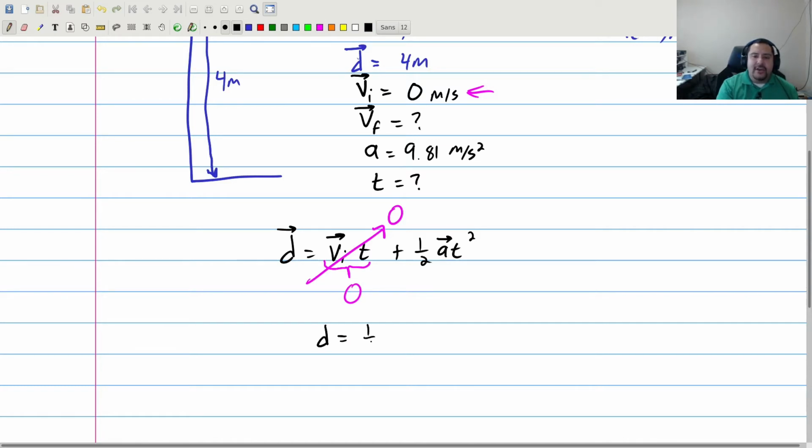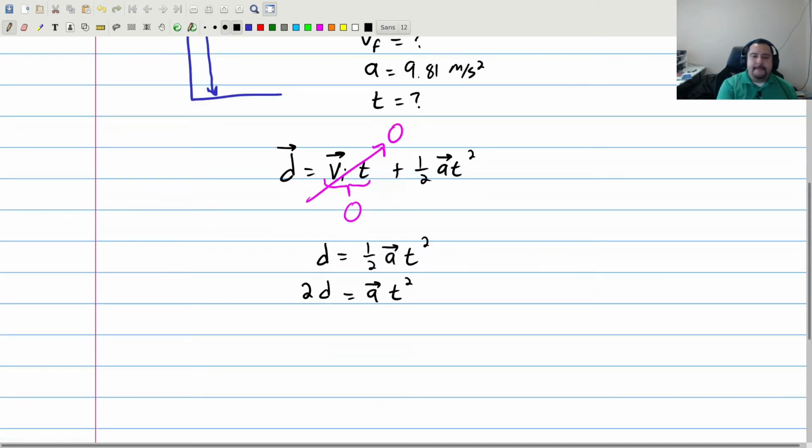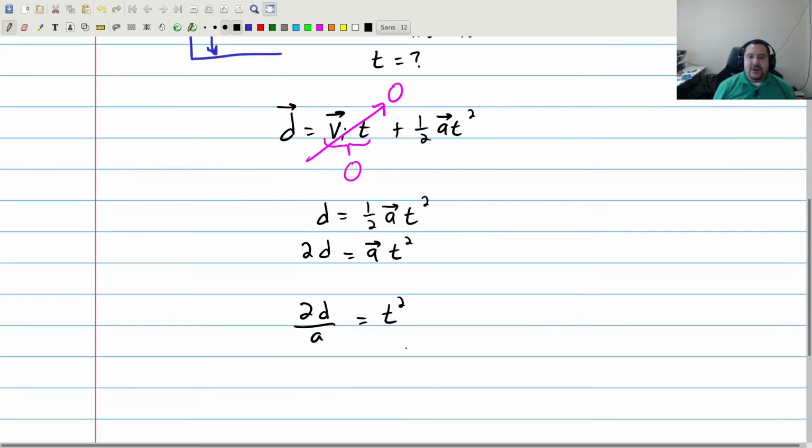D equals 1/2 AT squared. Now I can solve this for t without having to use the quadratic equation. I'm going to multiply by 2. So 2d equals AT squared. Now I'm going to divide by a. So 2d over a is equal to t squared. And then finally, to get t by itself, I'm going to take a square root of both sides. We're going to get the square root of 2d over a is equal to t.